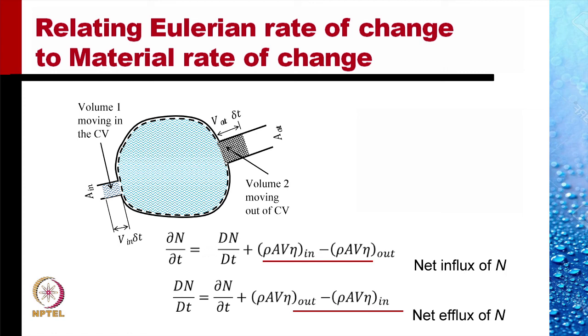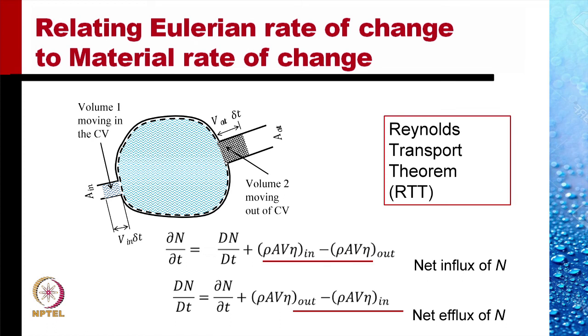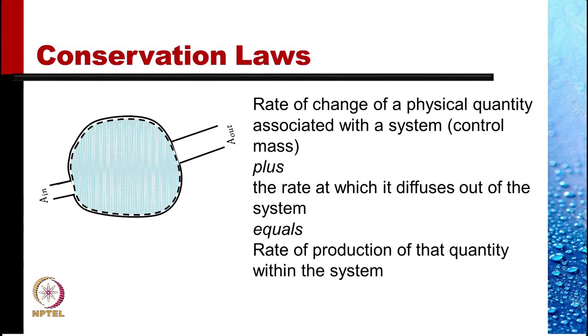And we can write this in an alternate form. dn by dt is equal to del n by del t plus the net outflux of n. This is known as the Reynolds transport theorem, and is a very useful theorem for analyzing fluid flows. The rate of change of physical quantity associated with the system, the control mass, minus the rate at which it diffuses out of the system, equals the rate of production of that quantity within that system. That is how we write the conservation laws.